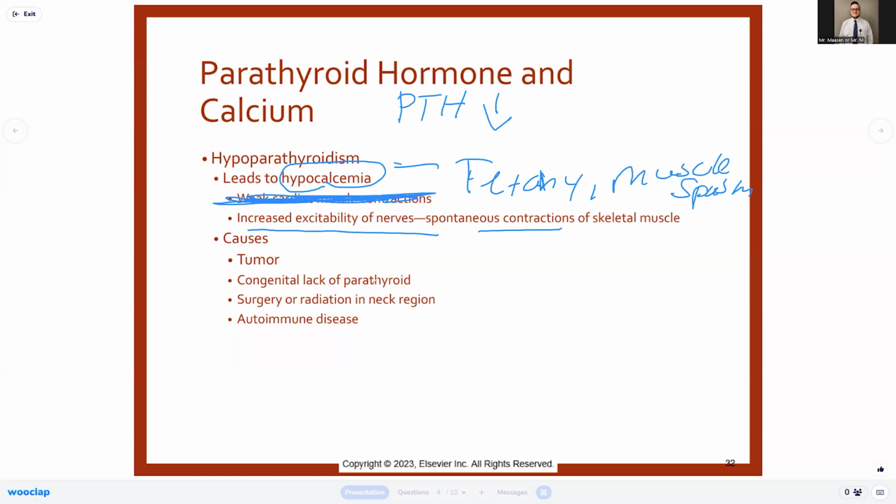What's going to cause it? Parathyroid gland's been removed on accident with thyroid surgery, or we had surgery for cancer of the thyroid. We did radiation. Autoimmune diseases could cause this. A tumor, again. The causes of hormone disorders always fall into either tumors or removal of the gland or destruction of the gland, pretty much.